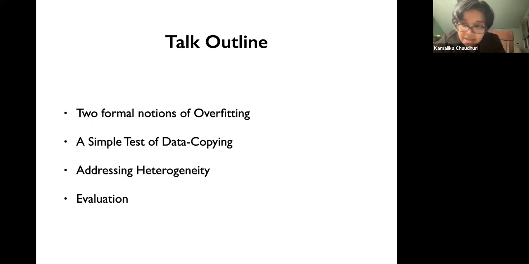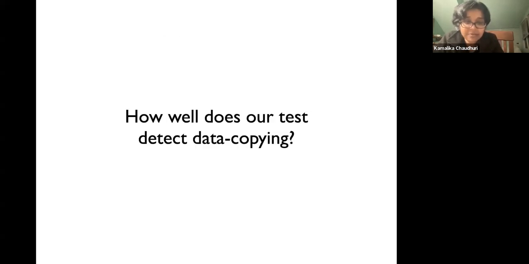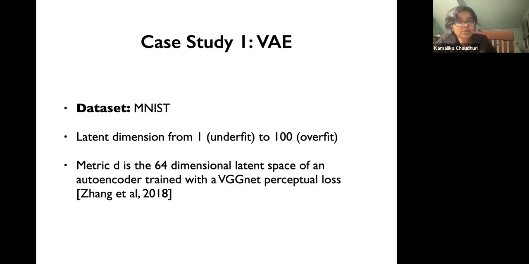Okay, so now let's look at evaluation. How do these things work, and how well does it detect data copying? We have more in our paper, but I'm just going to show you two sets of experiments.